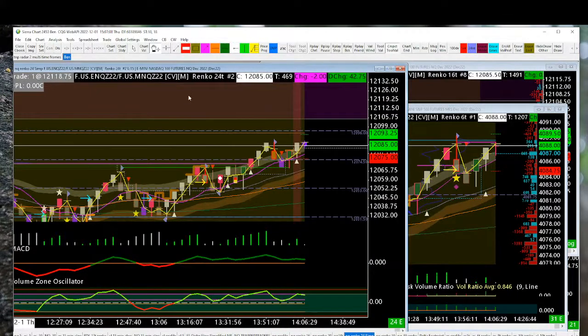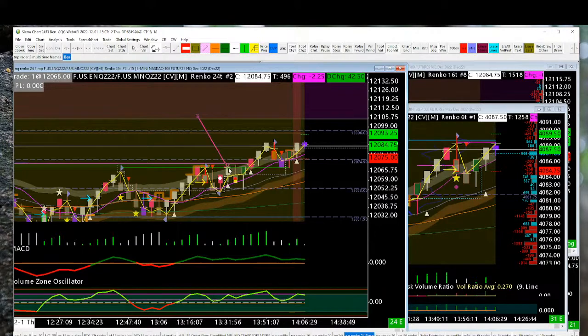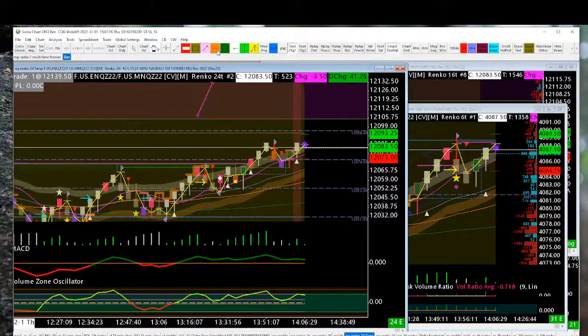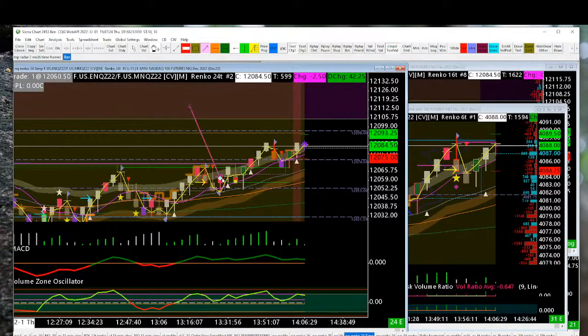Works on ES too. I'm sorry, NQ. So here, bullish bar, red diamond down. Take the bottom of this bar, go straight across. If they can't get that yellow line, which is where all the volume is, to get under that low, and instead they aggressively return, good to go.